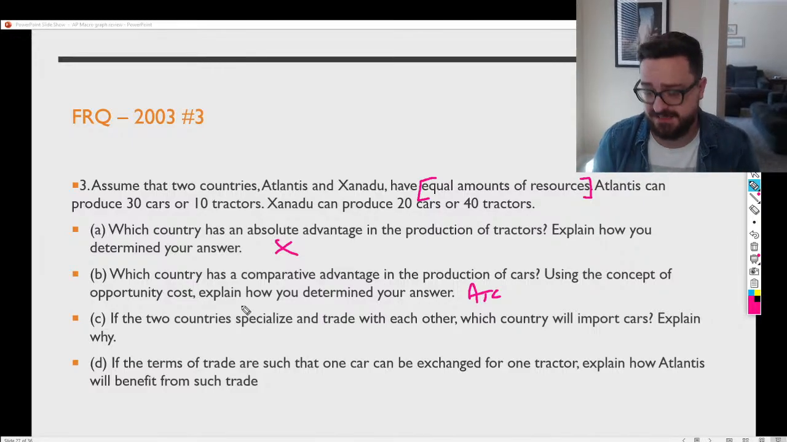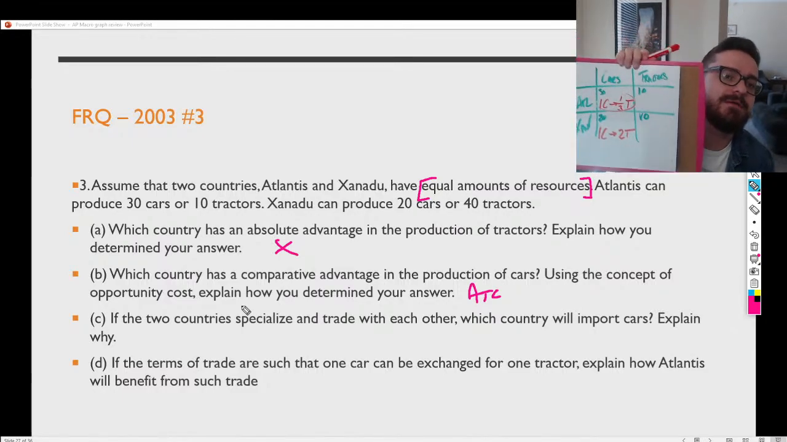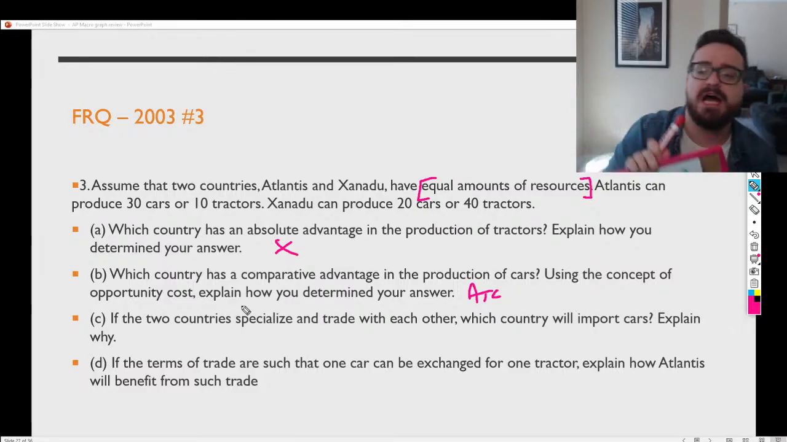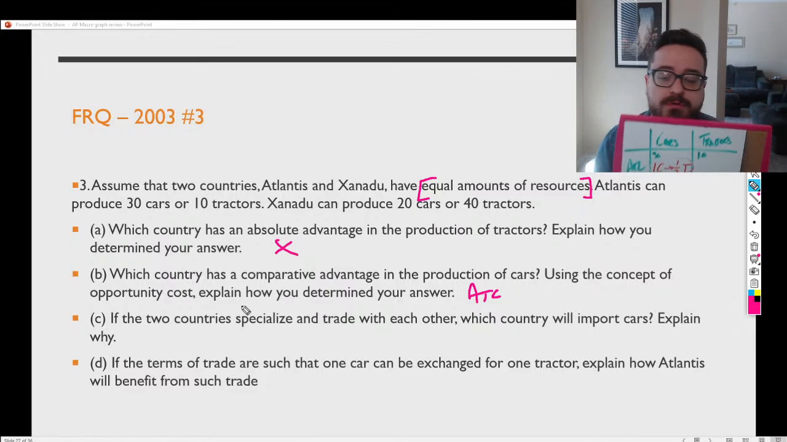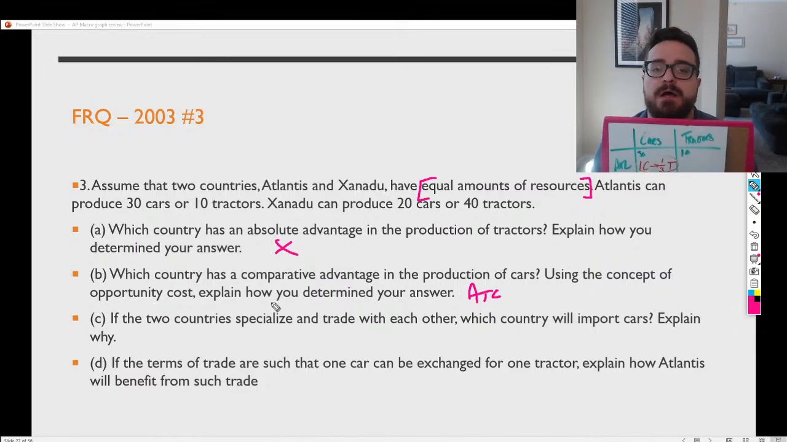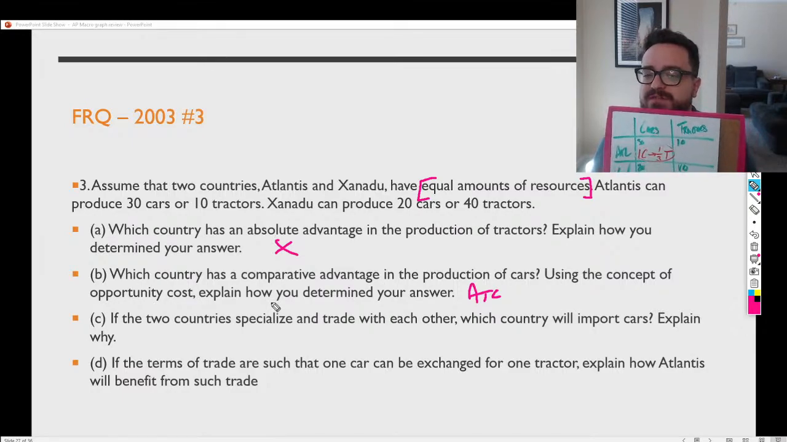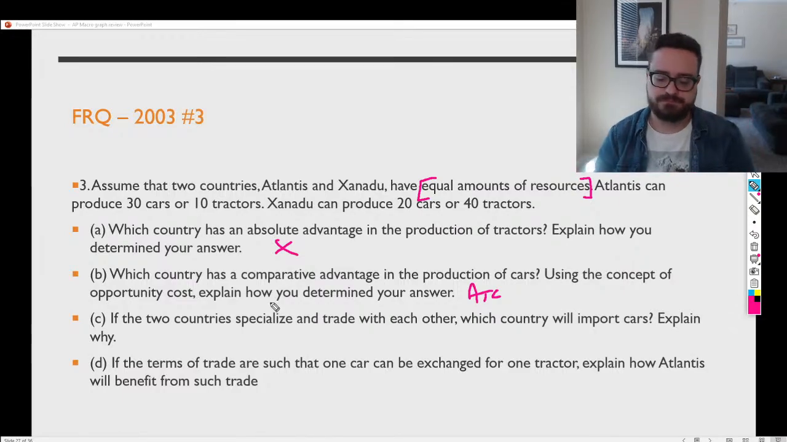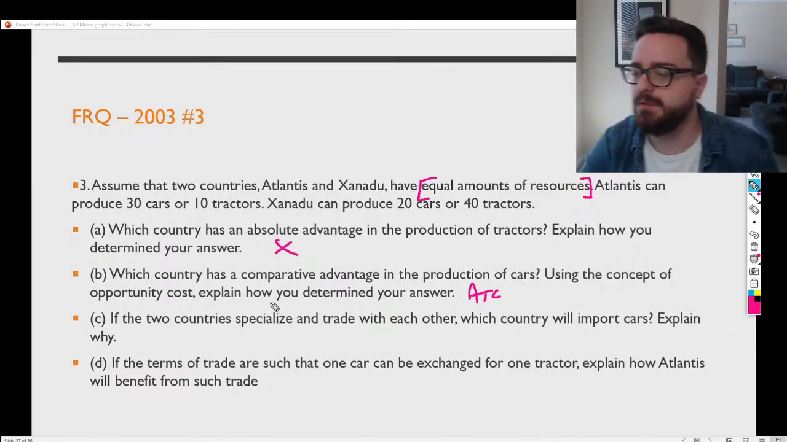You could have just said because Atlantis has a lower opportunity cost if you had your math somewhere. Like me doing this table, I would have probably put this in my answer. I would have probably just drawn this table before I did anything here and then just referenced it in B, where it's like Atlantis has the comparative advantage in cars because they have a lower opportunity cost. See table. That's what I would do.